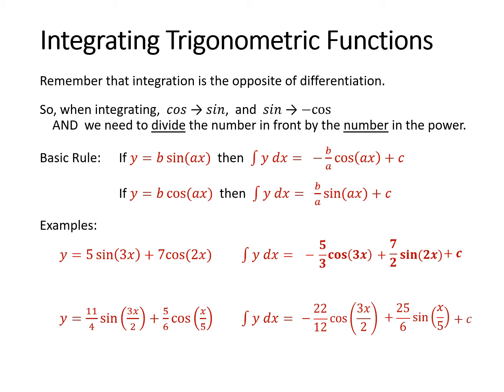Now, is there anything I can simplify there? And this time there is. If I look at that first term, 22 over 12, you don't normally write 22 over 12. You could write that as 11 over 6. So I've just changed that to 11 over 6 just to make it neater and to finish it off properly. And that's how you integrate trigonometric functions.